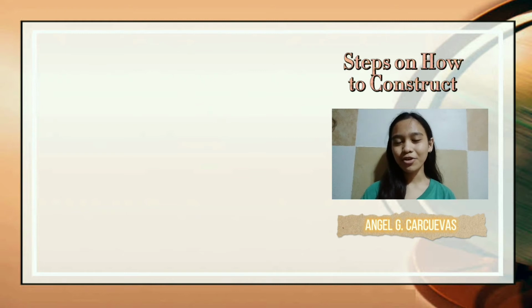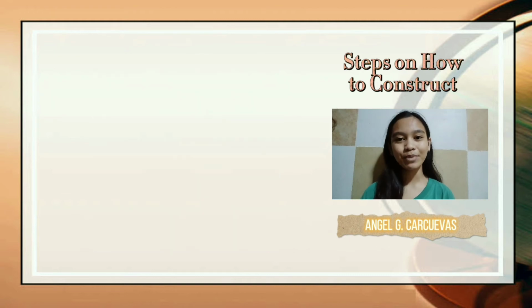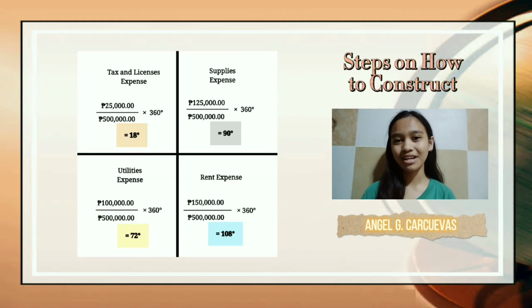The total value of our data is 500,000 pesos, and so for our wages expense, we have 100,000 divided by 500,000 times 360 degrees is equal to 72 degrees. So the angle of our wages expense in the circle graph must be 72 degrees. The same process will be made to the other categories.